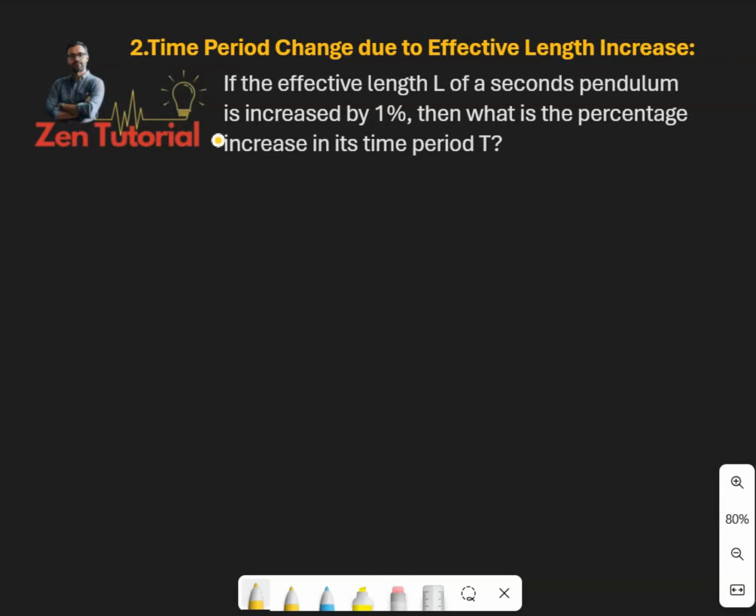So the second problem is, if the effective length L of the second pendulum is increased by 1%. So the first effective length, let's say this is L1 and L2 is increased by 1%. So before it was L1, and how much increased? 1% of L1. So let's calculate this one.